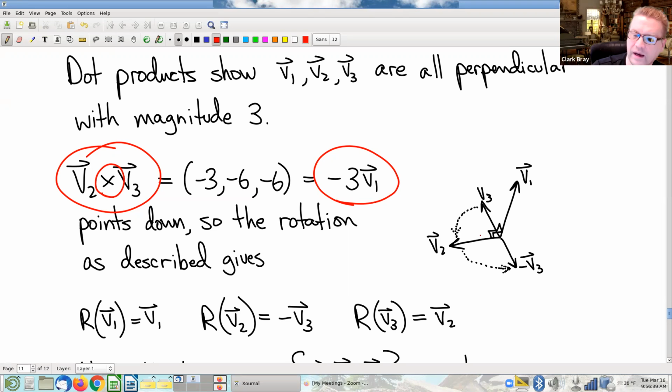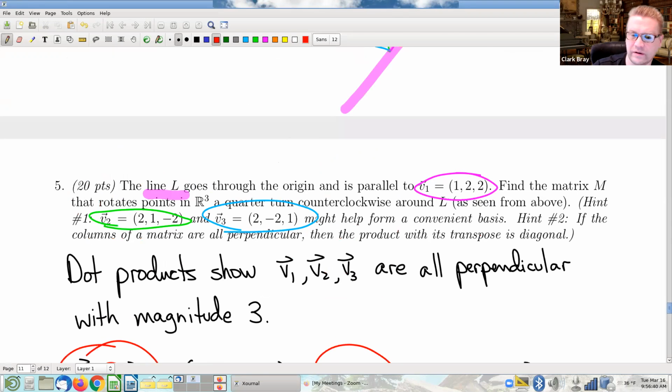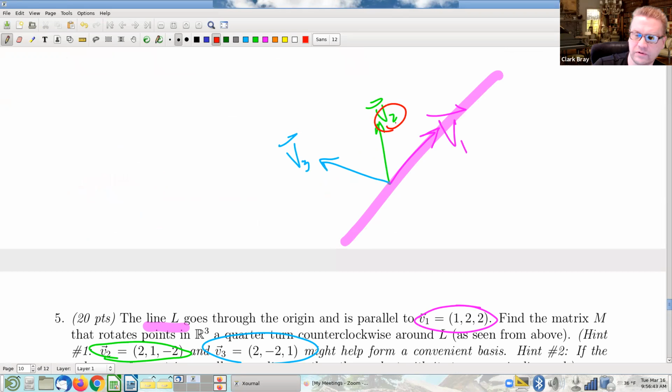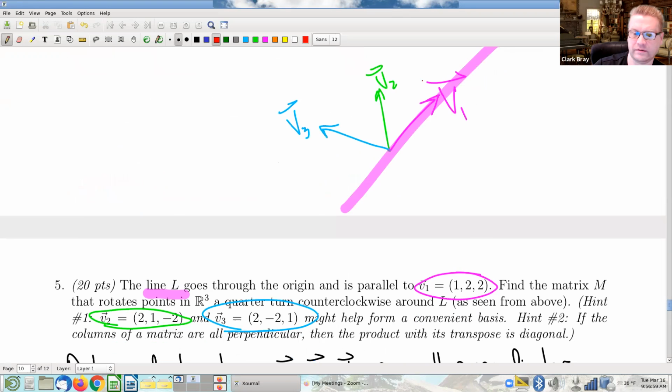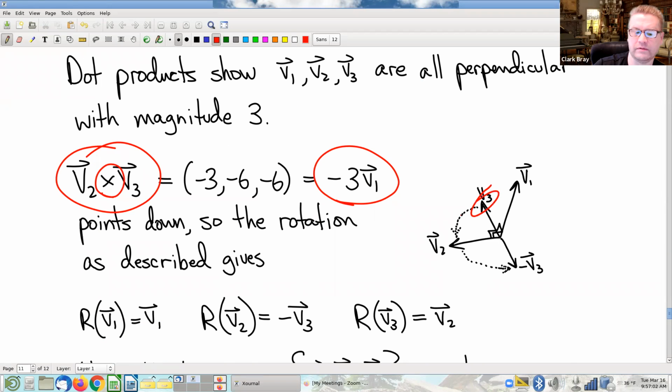So my assumption over here that V2 was like that and that V3 was like this, nope. This would have the cross product pointing up, which it doesn't. Right, the cross product points down, and so I can't have V2 there. That one's V3, and V2 is down here. And so again, V2 cross V3 then points downward, as indicated there.